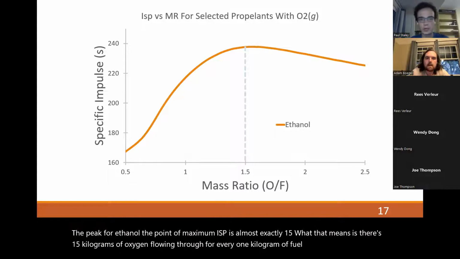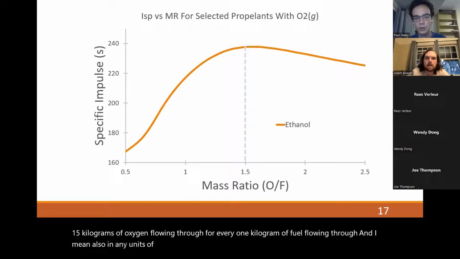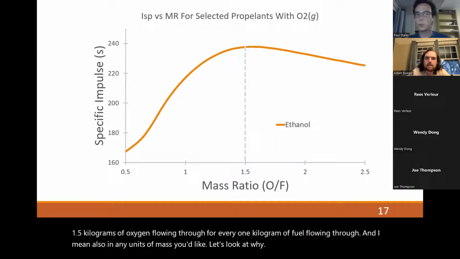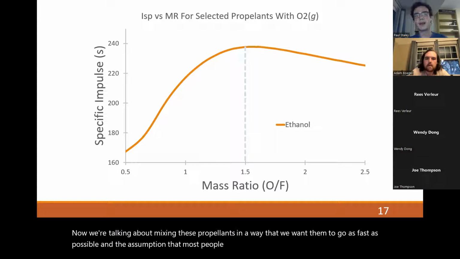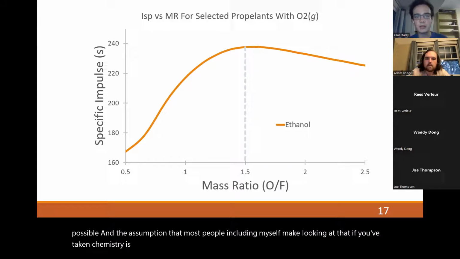And I mean, also in any units of mass you'd like. Let's look at why. Now, we're talking about mixing these propellants in a way that we want them to go as fast as possible. And the assumption that most people, including myself, make looking at that, if you've taken chemistry, is, oh, you want to mix it at the stoichiometric ratio.